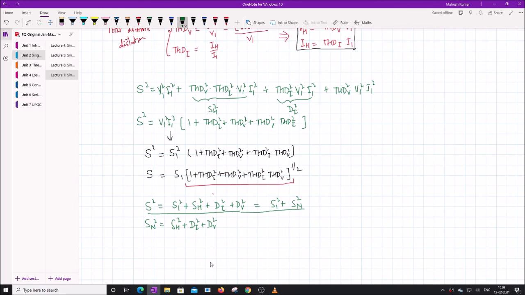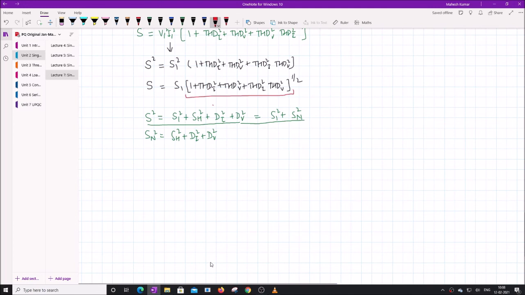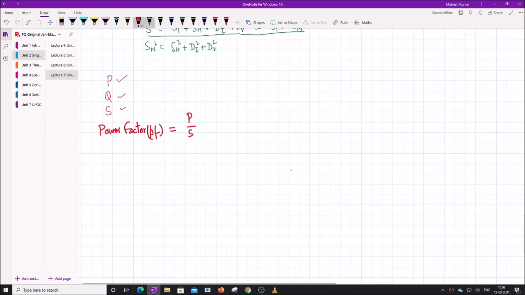So it's clear now that we have derived the expression for P, for Q, for S. Then we can find out the important term of the system, power factor. Power factor is, as I said, a ratio of P to S. And you know what is P in this particular case. P is nothing but P1 plus P_H. And S is nothing but S1 times the square root of 1 plus THD_V square, THD_I square, plus THD_V square and THD_I square.